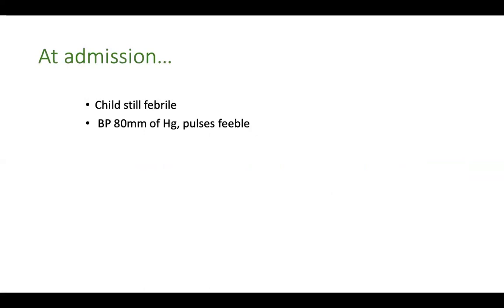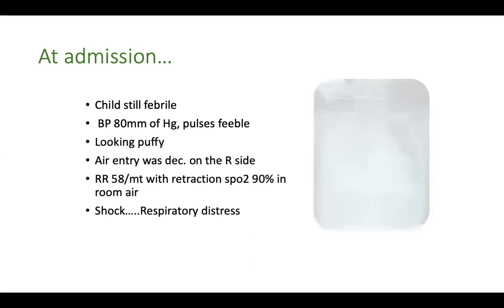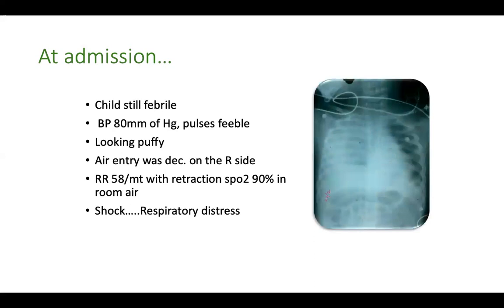Now, at admission, the child you find is still febrile. The BP from 90 systolic has now decreased to 80 systolic, but still it is above the 5th centile. But the child is looking puffy. There is mild tachypnea. Air entry is decreased on the right side. An X-ray is showing a pleural effusion with a saturation of 90% in the room air. With nasal prongs itself, it has improved to 94%. So basically, you can say that you have received a child in a compensated shock with a respiratory distress, not very bad vitals, you can see.